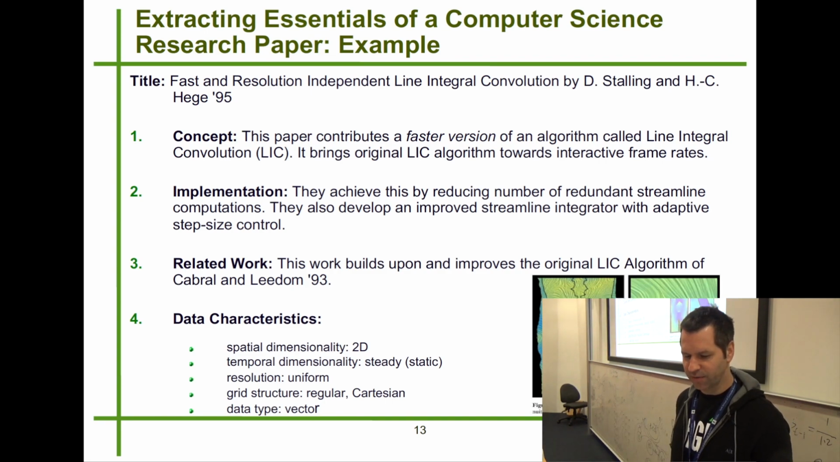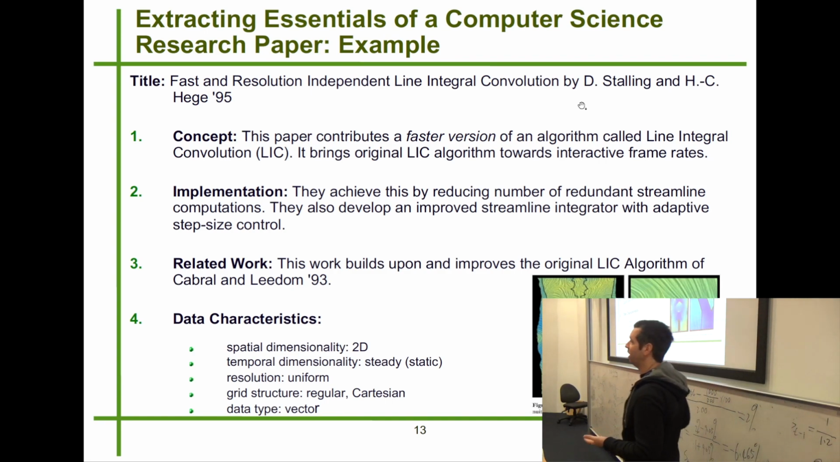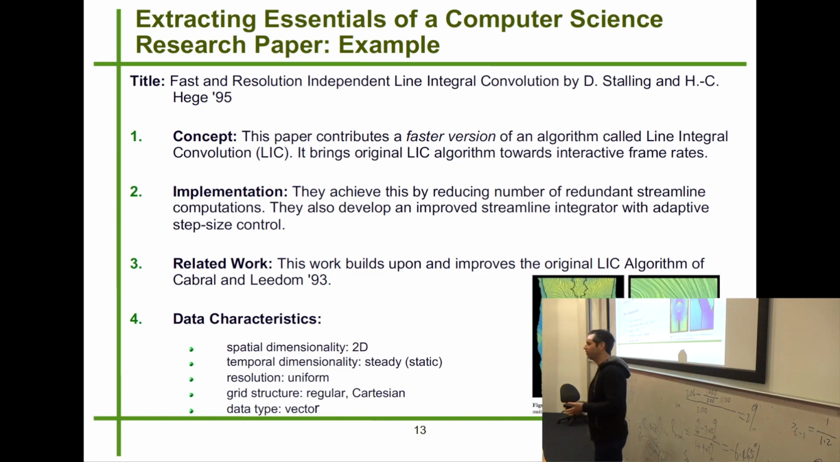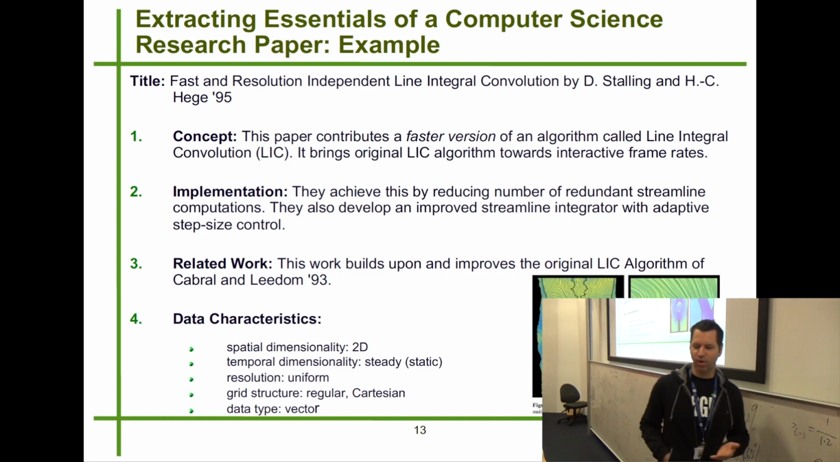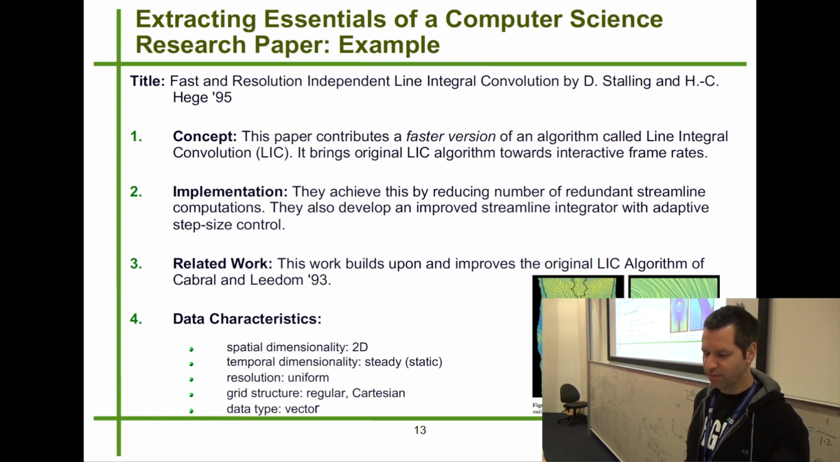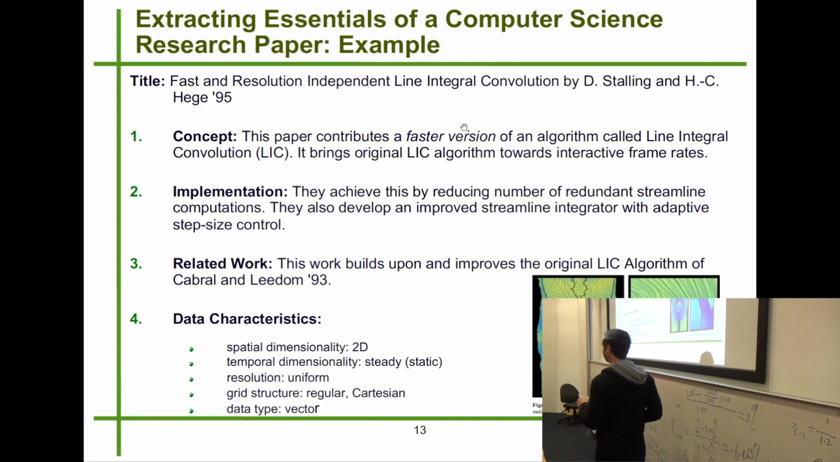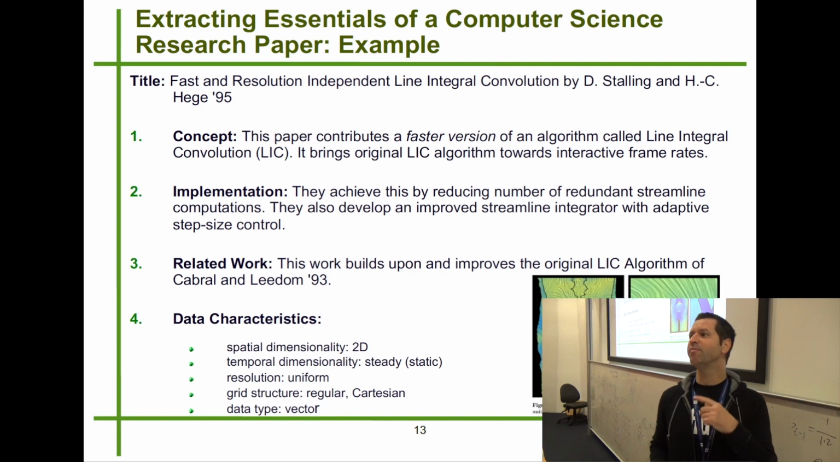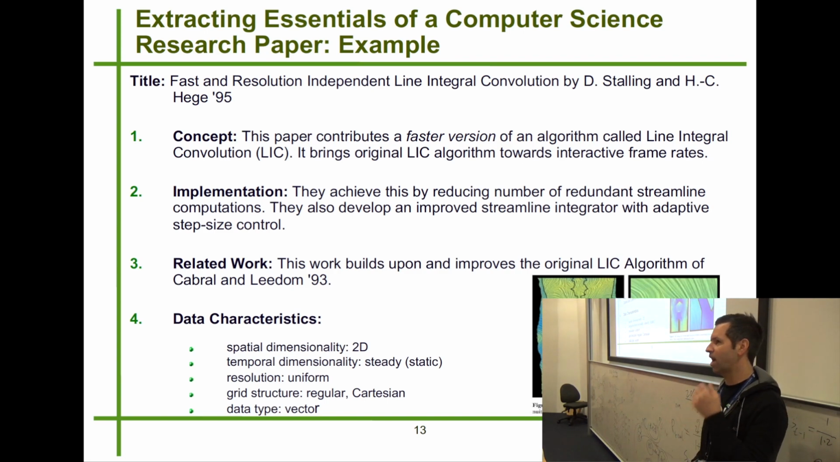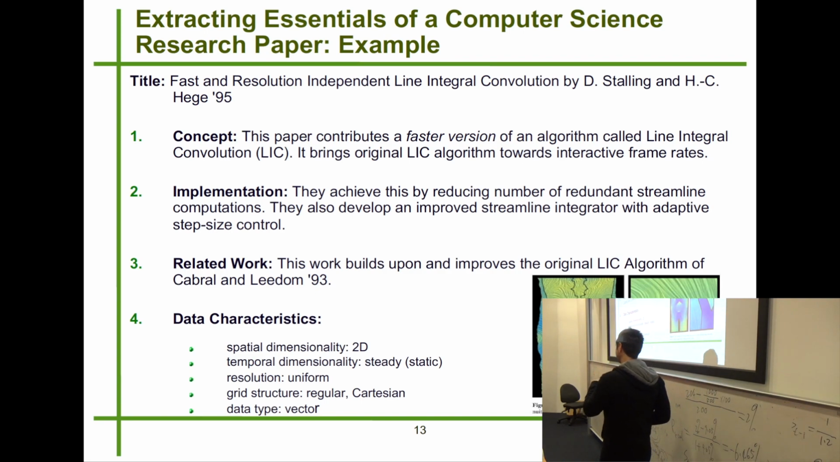This is the title of the paper, Fast and Resolution Independent Line Integral Convolution. But the title is complicated, isn't it? It's like, what are you talking about? What's the concept? So the concept is they just make a faster version of a previous algorithm. They take an algorithm called LIC, and they make it a lot faster, like 5 times faster. That's the concept. And you can see that concept in the abstract of the paper and the introduction.